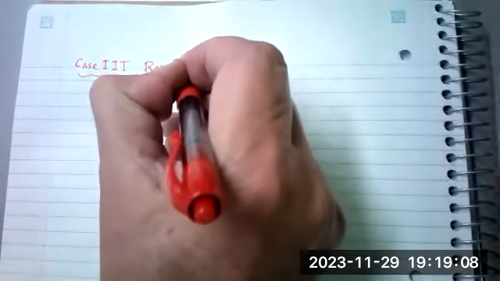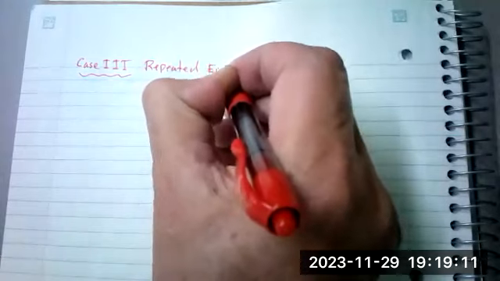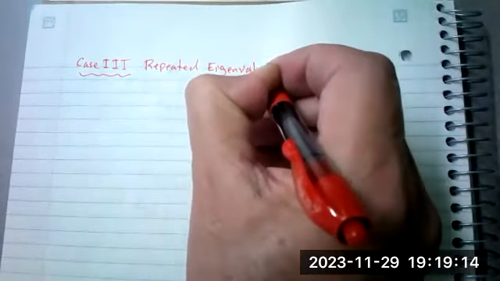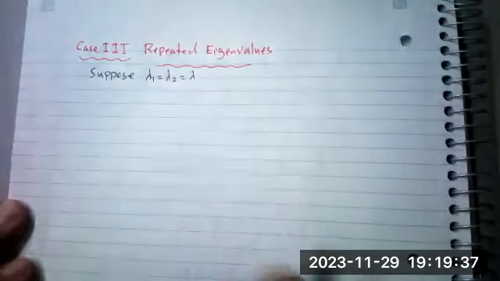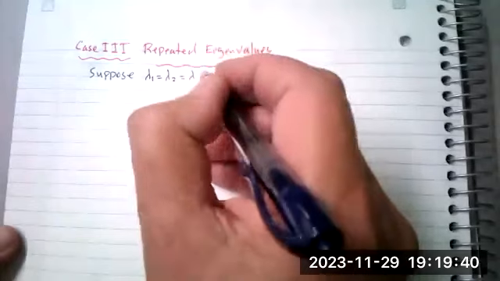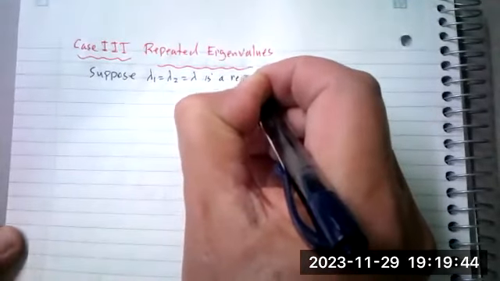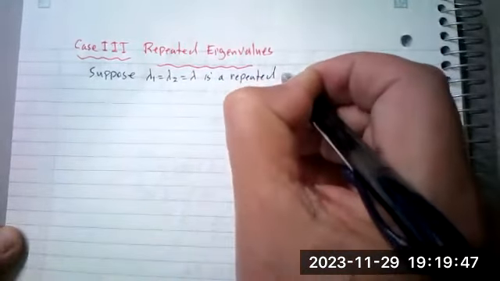Okay, case 3, that would be repeated eigenvalues. So we have our system again, but the eigenvalue is going to be repeated. Let's see how we're going to do it. Suppose we have a repeated eigenvalue. Suppose lambda 1 is equal to lambda 2. We're going to call it lambda because we have only one repeated eigenvalue.